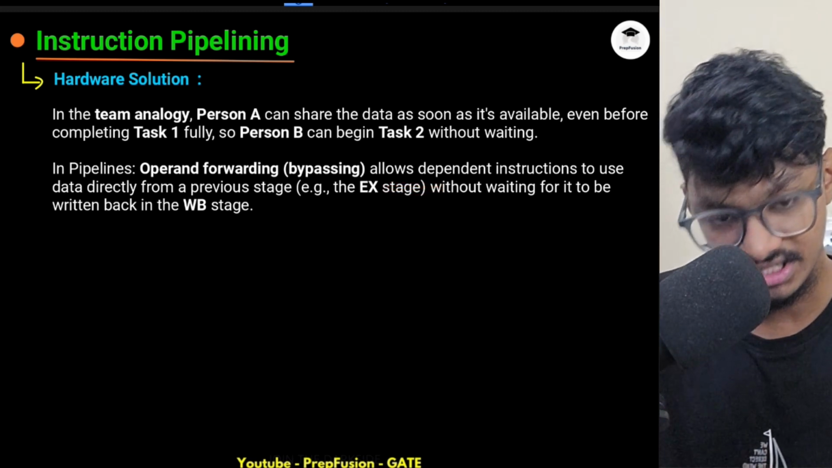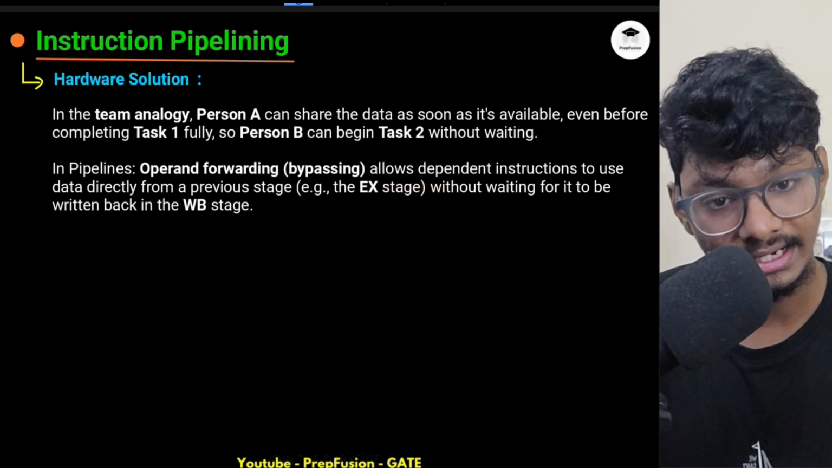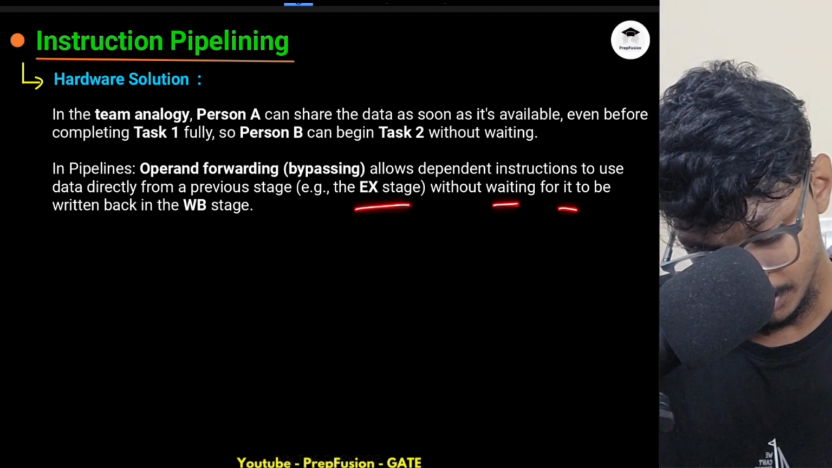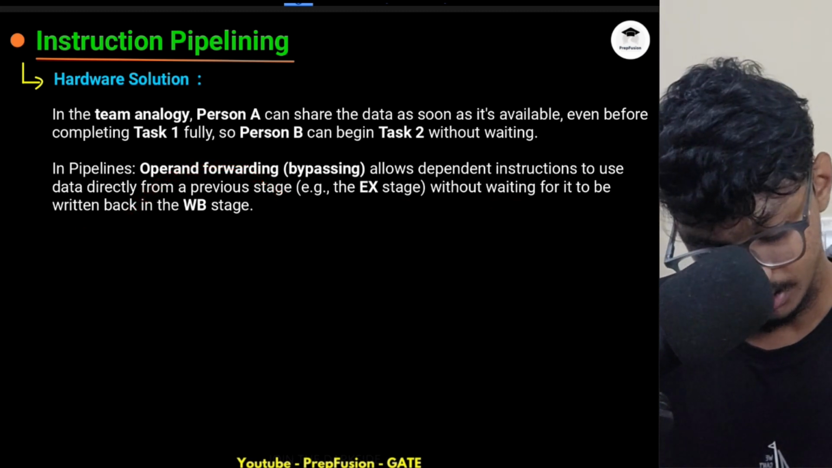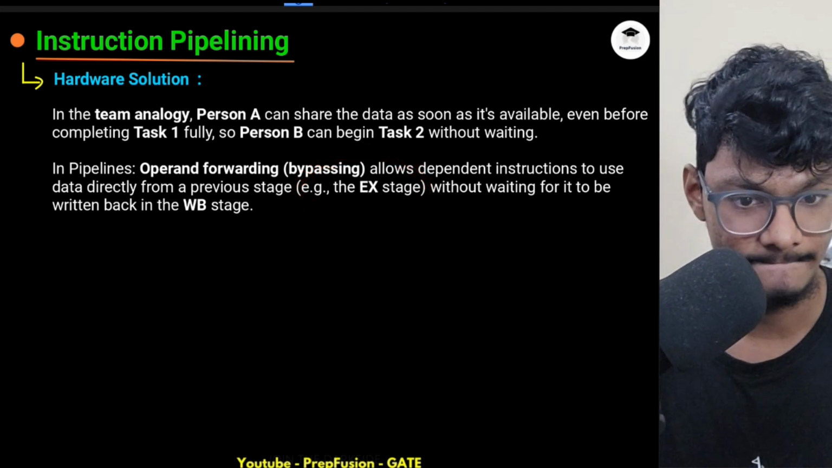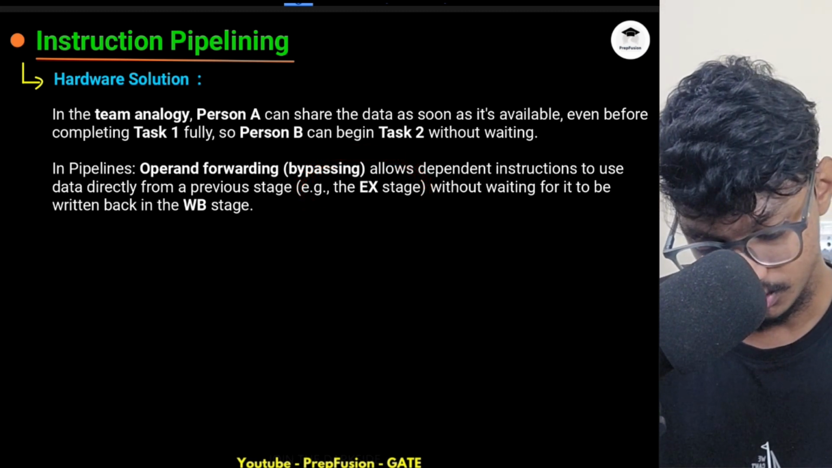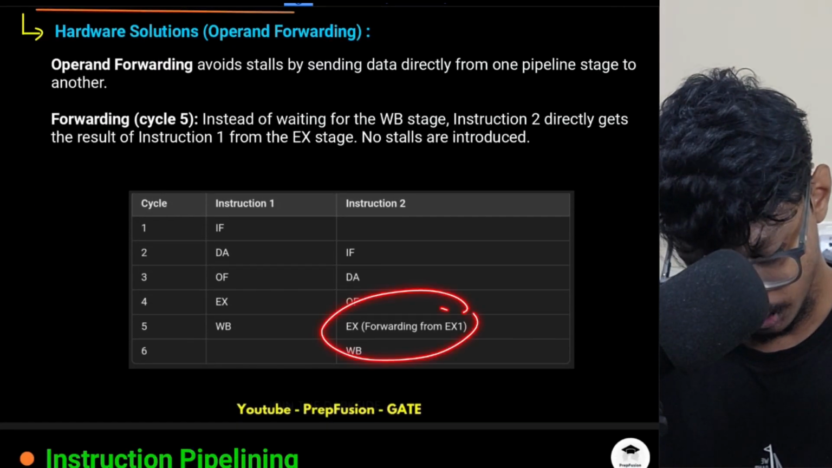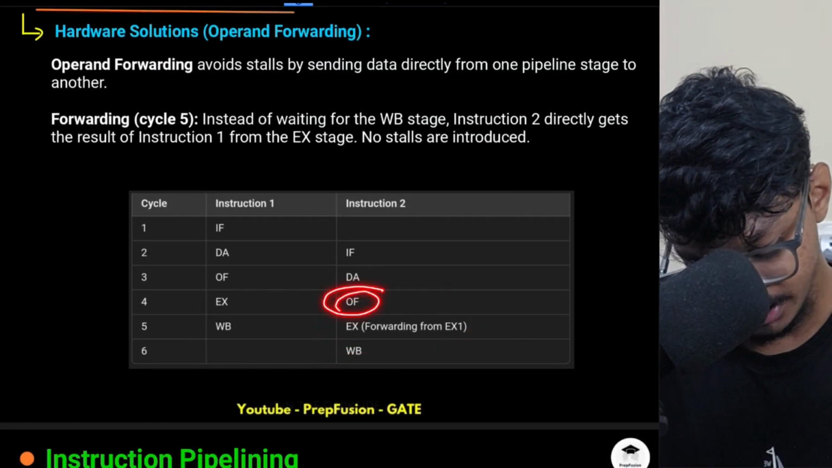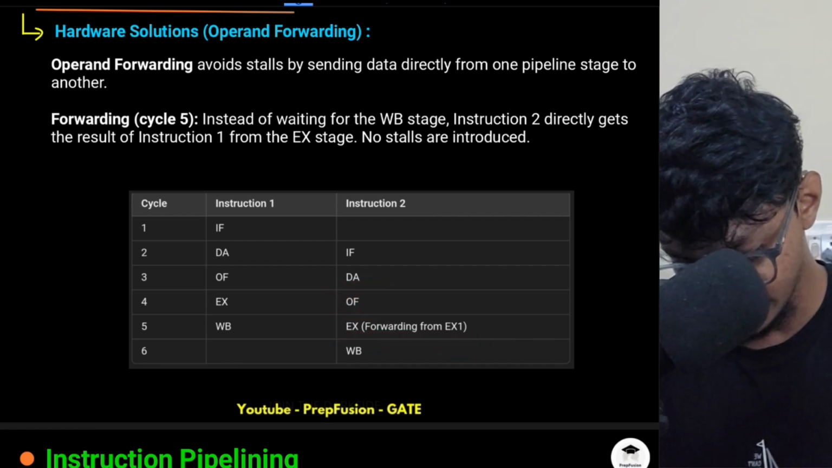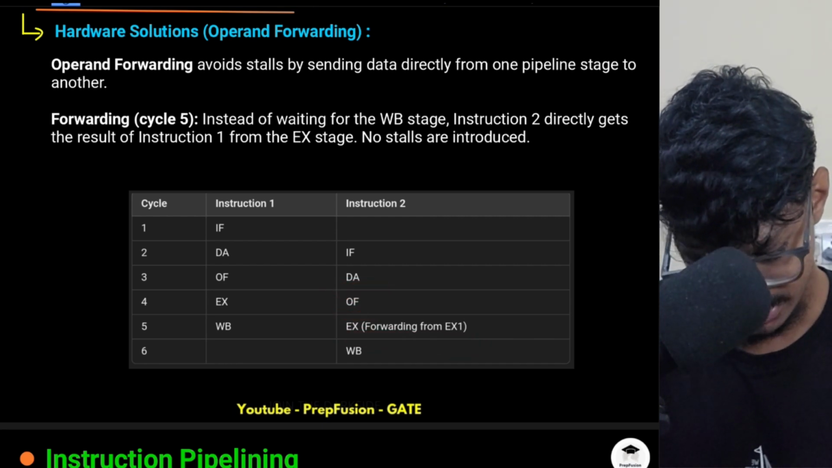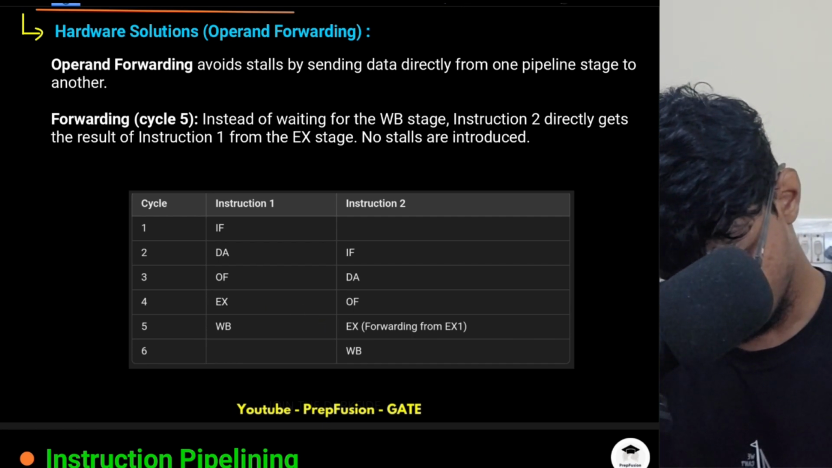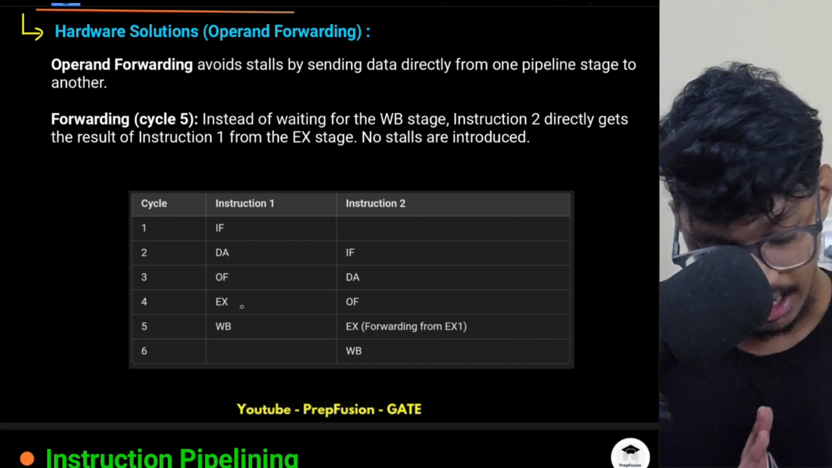It allows dependent instructions to use data directly from the previous stage without waiting for the write back. Without waiting for it to be written back to the write back stage, directly from the execution stage, I can send it. So that is what we do. We don't wait. Even though we have done operand fetch here, this execution actually takes the data from the previous execution. We do some operand forwarding. So it is an internal hardware mechanism.